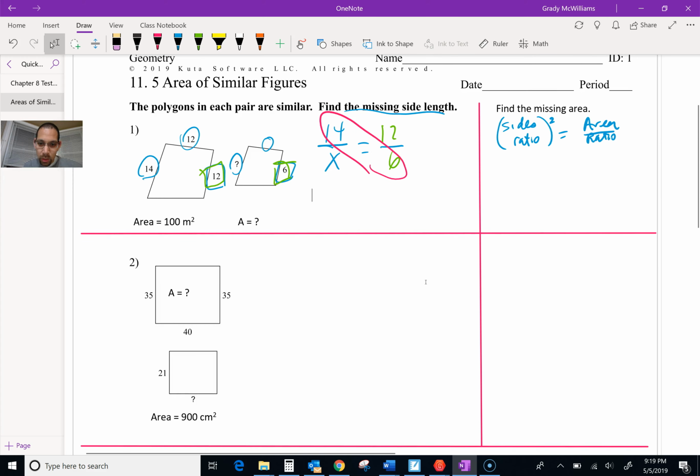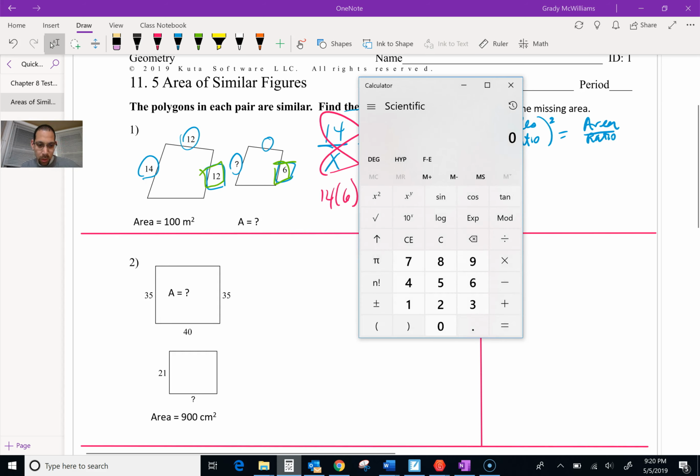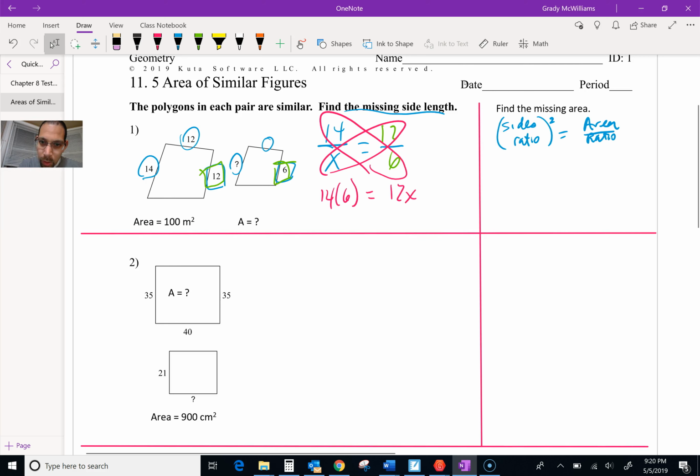So 14 times 6 would equal whatever 12 times x is, 12 times x. So 14 times 6, I just punch it in the calculator, let's see what that is, 84, and 84 will be equal to 12x, and that means that when I divide by 12, x is going to be 7. Okay, so this missing side right here would be 7.